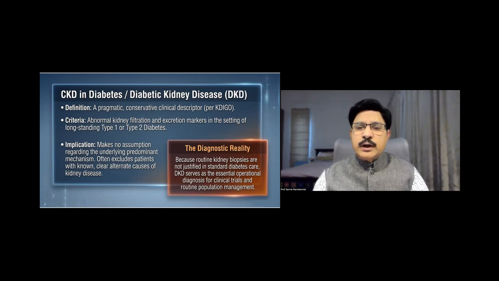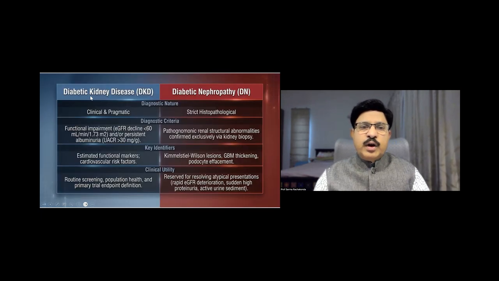What is the diagnostic reality? Routine kidney biopsies are not done. Normally for diabetic kidney disease, who does a biopsy? They don't, because a biopsy is not justified in standard diabetes care. Diabetic kidney disease serves as an essential operational or clinical diagnosis, with albuminuria and reduced eGFR, for clinical trials and routine population management. That being so, now we have two entities, DKD and DN.